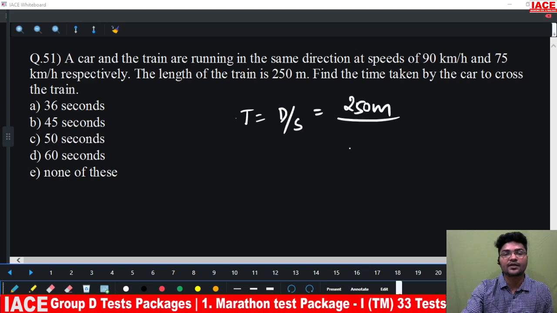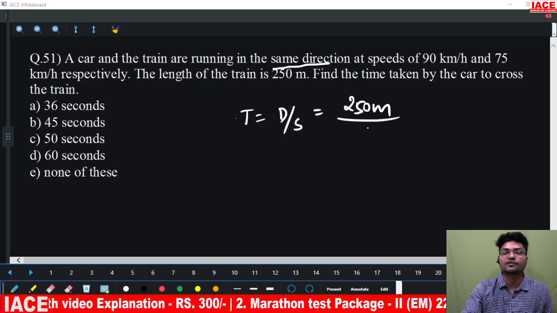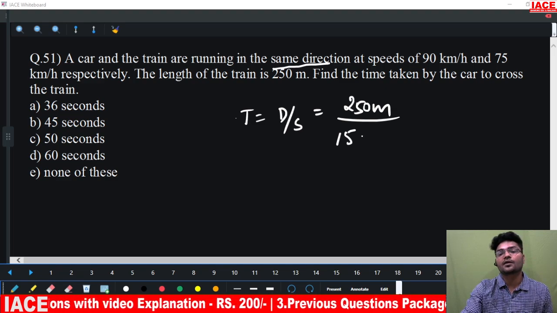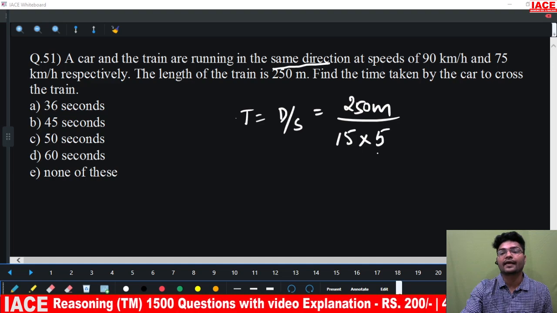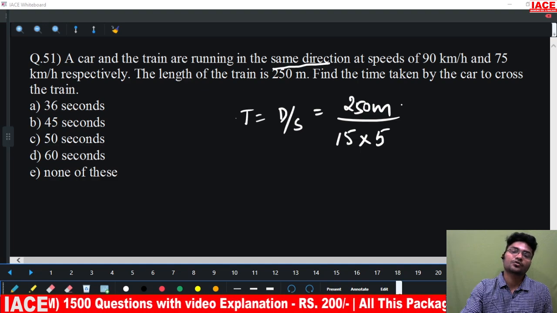Speed will be relative speed. Same direction is given to us, and same direction means difference. Difference means 15 kilometers per hour. How will I convert 15 kilometers per hour into meters per second? By multiplying with 5 by 18. The 18 goes to the numerator part.